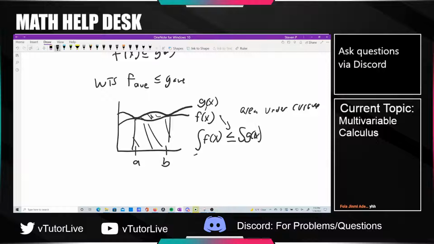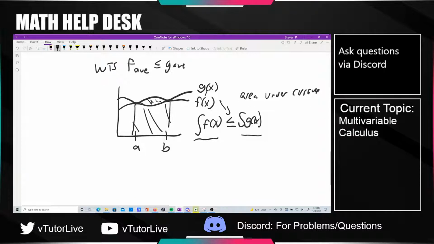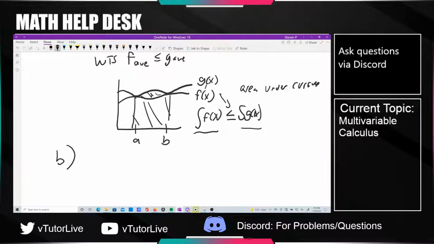The crux of the problem comes down to showing that f of x is less than or equal to g of x, which is a perfectly intuitive idea. You just have to cite some comparison property to make that idea rigorous. So, okay. So far, so good.